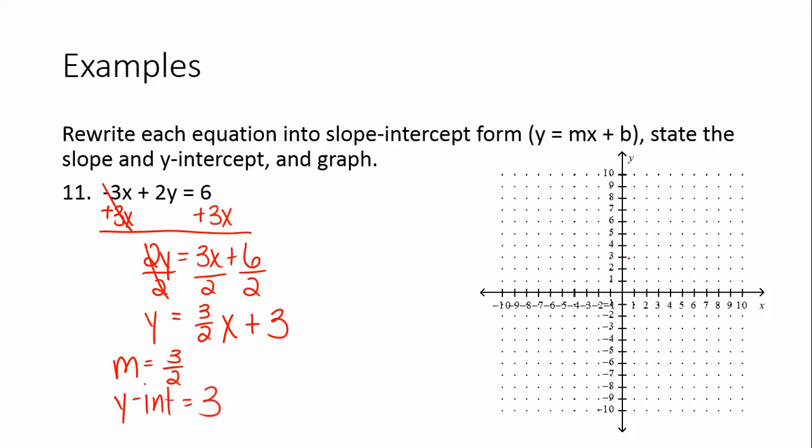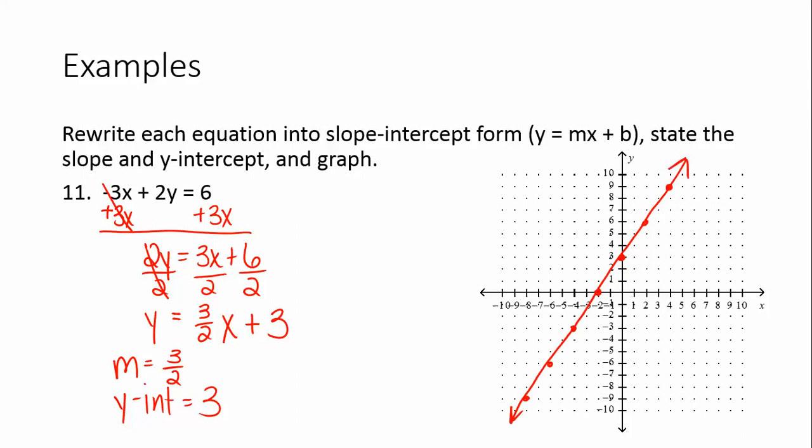So we're going to start our graph at positive 3. We do have positive slope, so when I rise 3, I'm going to run 2 to the right. If I go down 3, then I'm going 2 to the left. Oops, that one's off a little. 1, 2, 3, 1, 2. And here's my line.